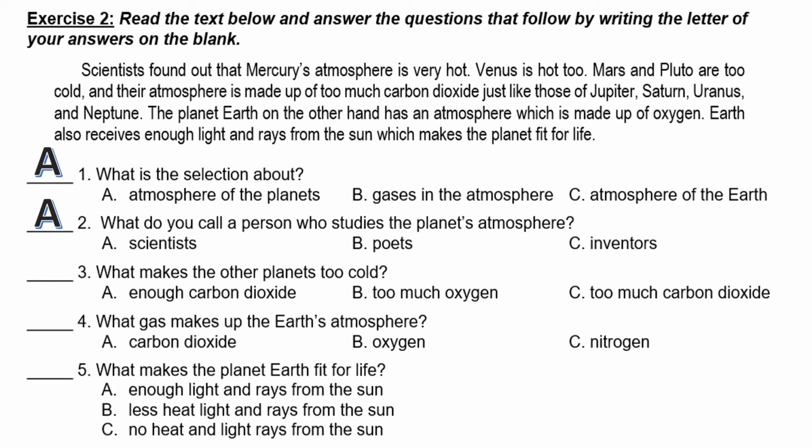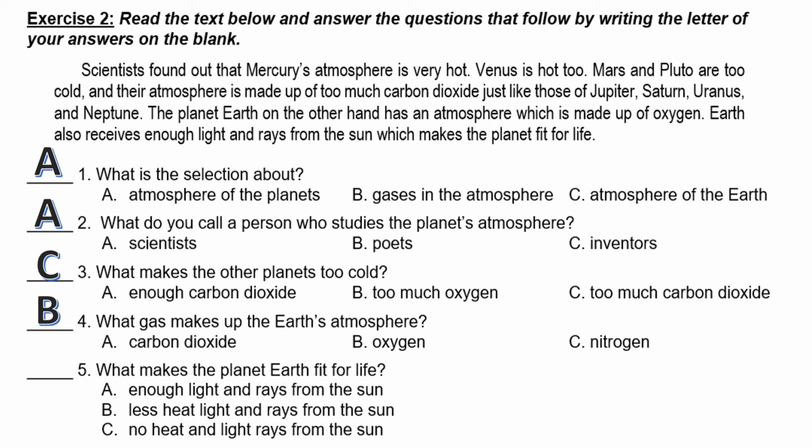Number 3. What makes the other planets too cold? A. Enough carbon dioxide. B. Too much oxygen. Or letter C. Too much carbon dioxide. The answer is letter C. Let's move on to number 4. What gas makes up the Earth's atmosphere? A. Carbon dioxide. B. Oxygen. Or C. Nitrogen. The answer is letter B.